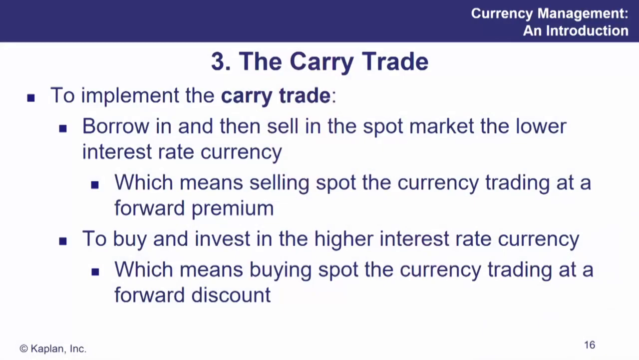All right, then we want to turn around and buy and invest in the higher interest rate currency. Okay, so because it is the higher interest rate currency of the two, that means we're going to be buying the spot and trading at a forward discount. Okay, so because it's a forward premium, we can say that one, relatively speaking, is going to be overpriced.